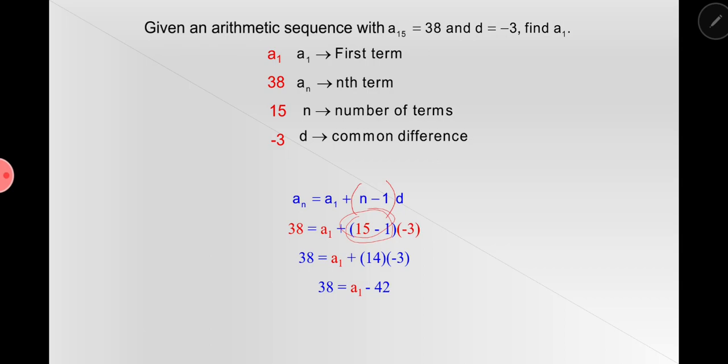So again, paano mawawala si 42? So mag-add lang tayo ng 42 sa magkabilang side. So we have negative 42 plus 42, that is now 0. So nahiwalay na natin si a sub 1. So a sub 1 is equal to 42 plus 38 and that is 80. So the first term of the arithmetic sequence given a sub 15 is equal to 38 and the difference is negative 3 is equal to 80.